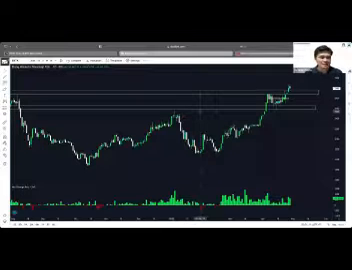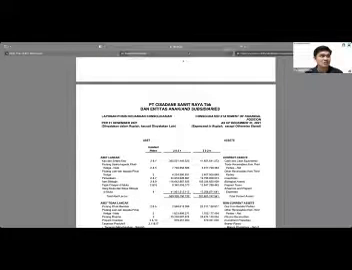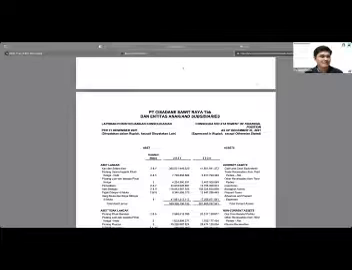Good support levels you can find basically on the 30-minute or the 1-hour charts, because they have strong confirmations.